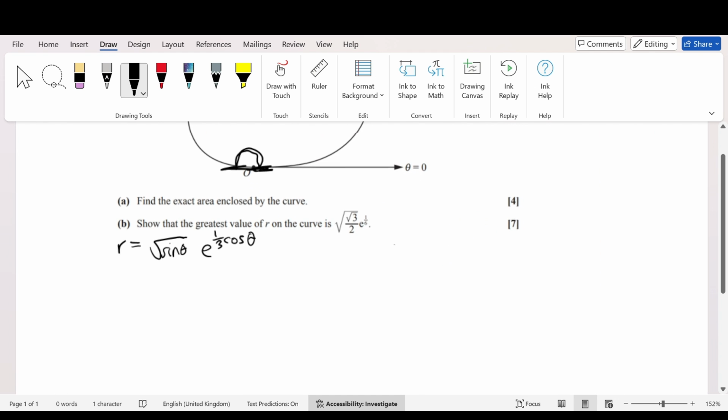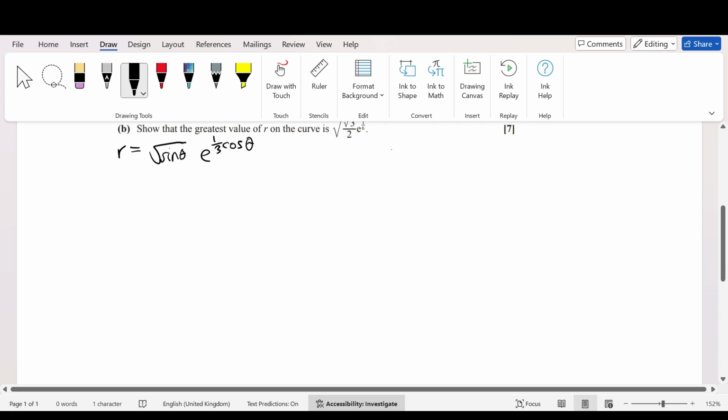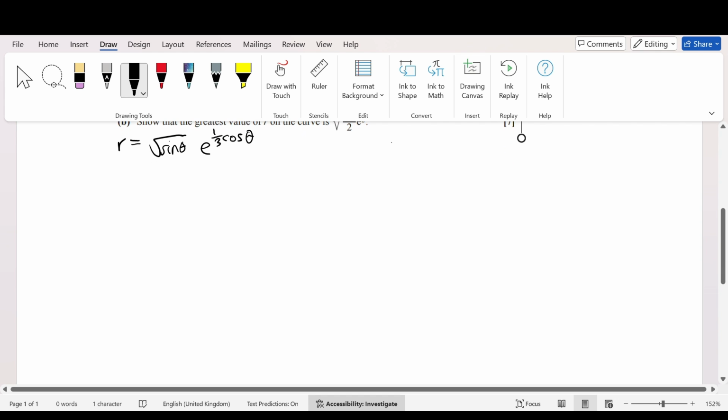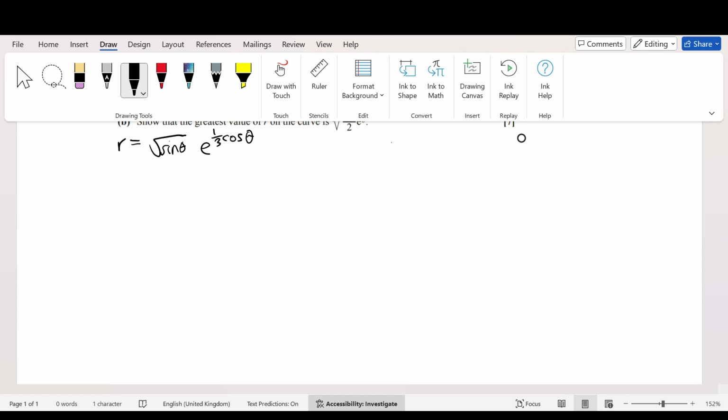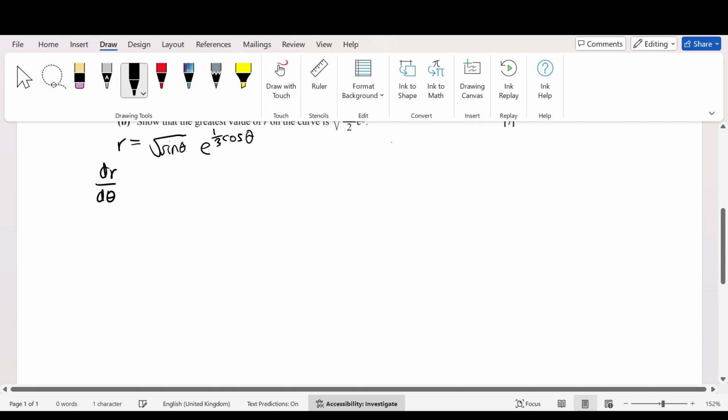I've already written out the formula for the polar curve, so it's a bit easier and I don't have to go up and down so much. But r is equal to root sine theta times e to the 1/3 cos theta. Now we have to differentiate this with respect to theta. So what we're going to do here is use the product rule, because we have 2 functions. We'll also have to do the chain rule a bit because we have e to the 1/3 cos theta and root sine theta, but nothing too difficult, nothing that you haven't seen in A-level maths.